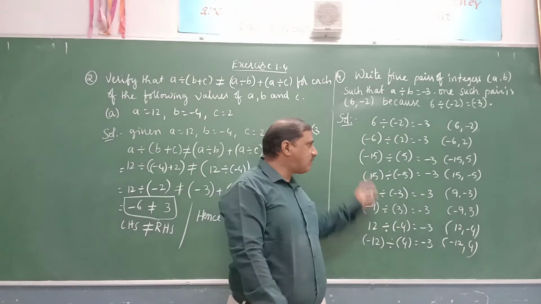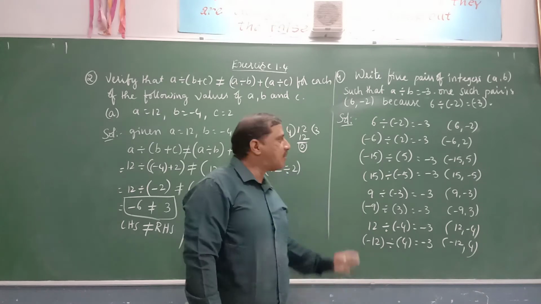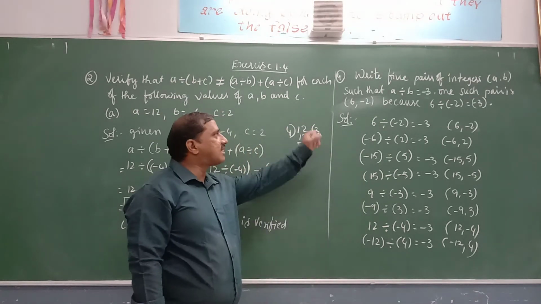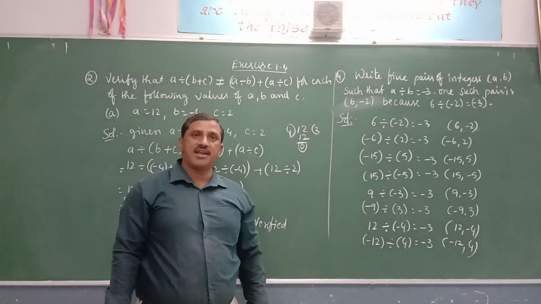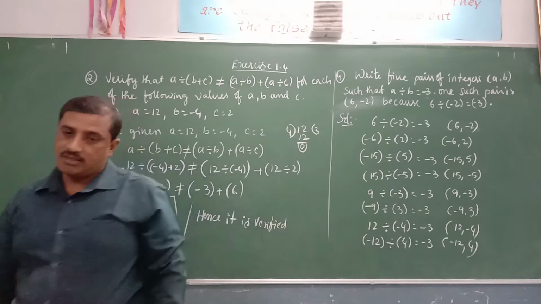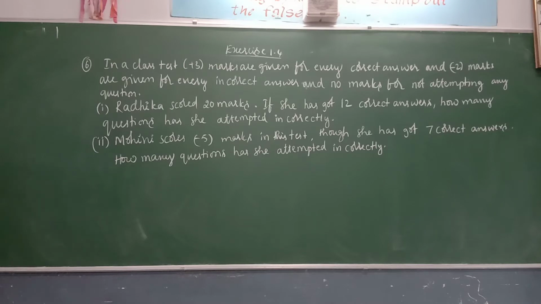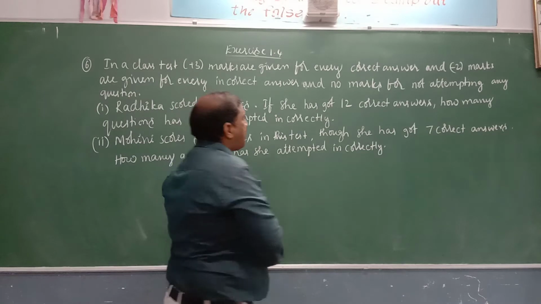Like this we can write innumerable, countless pairs of integers which satisfy this, a divided by b is equal to minus 3. Is it clear, children? Now we will discuss one more sum, sixth bit from exercise number 1.4.